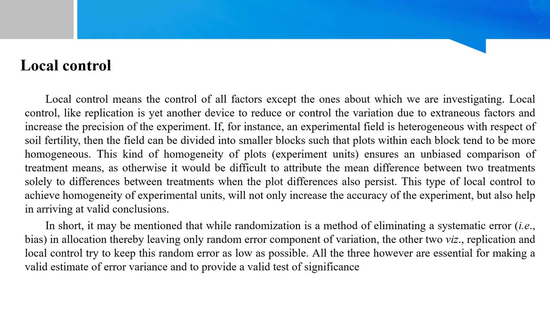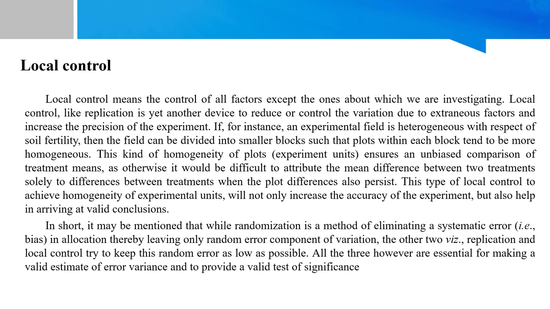This local control is nothing but dividing the whole experimental area into homogeneous blocks, because the fertility of the soil will not be equal in all the experimental area. This fertility of soil may increase or decrease in any direction. So first we have to identify in which direction it moves. That means the fertility gradient, how it moves and towards which direction, we have to find out.